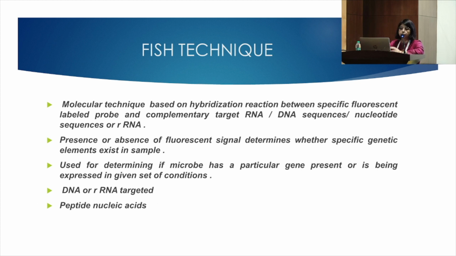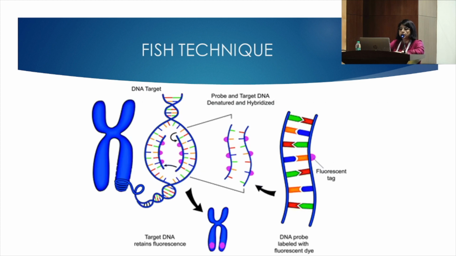So basically, this also is based on the same principle, hybridization between the specific fluorescent-labeled probe and the complementary target DNA and RNA sequences. And you detect a fluorescent signal basically. So it can be DNA, RNA target or peptide nucleic acid targeted. So this is what happens. You introduce your primers. Primers are the sequences which you know and you are introducing to the sample. It identifies the corresponding sequence on the pathogen, combines with it, and it has a fluorescent tag attached to it. And you can detect the pathogen. That's the basic principle on which it works.